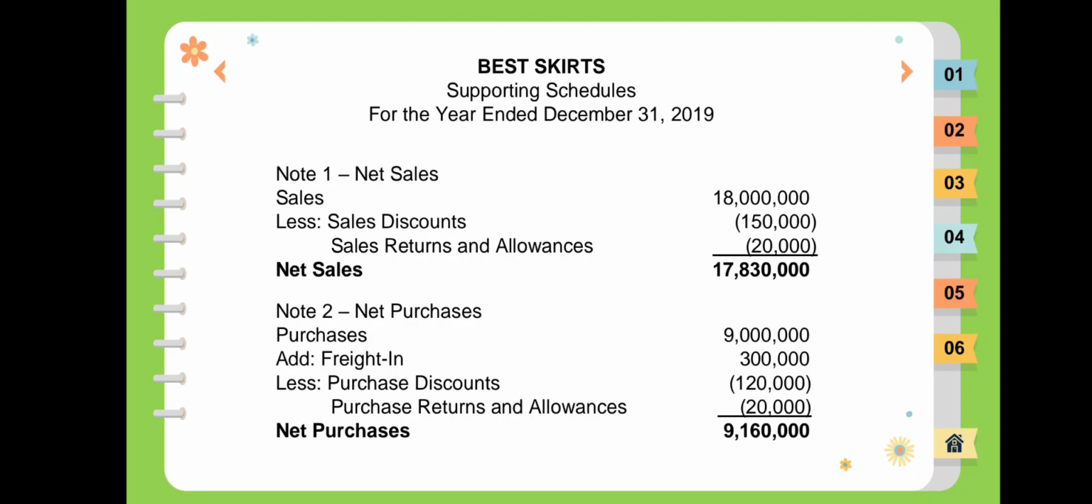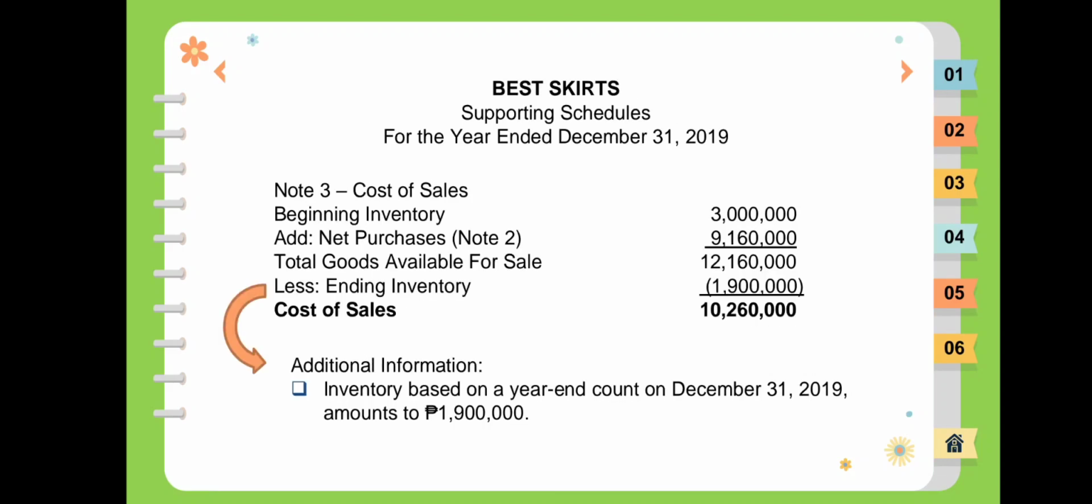And for the net purchases, of course, this is the formula. Purchases plus freight in minus purchase discounts minus purchase returns and allowances. Then you have net purchases. Cost of sales, of course. Net purchases pa lang yun kanina. And net purchases is part of your cost of sales. And this net purchases, you have to add it to the beginning inventory.